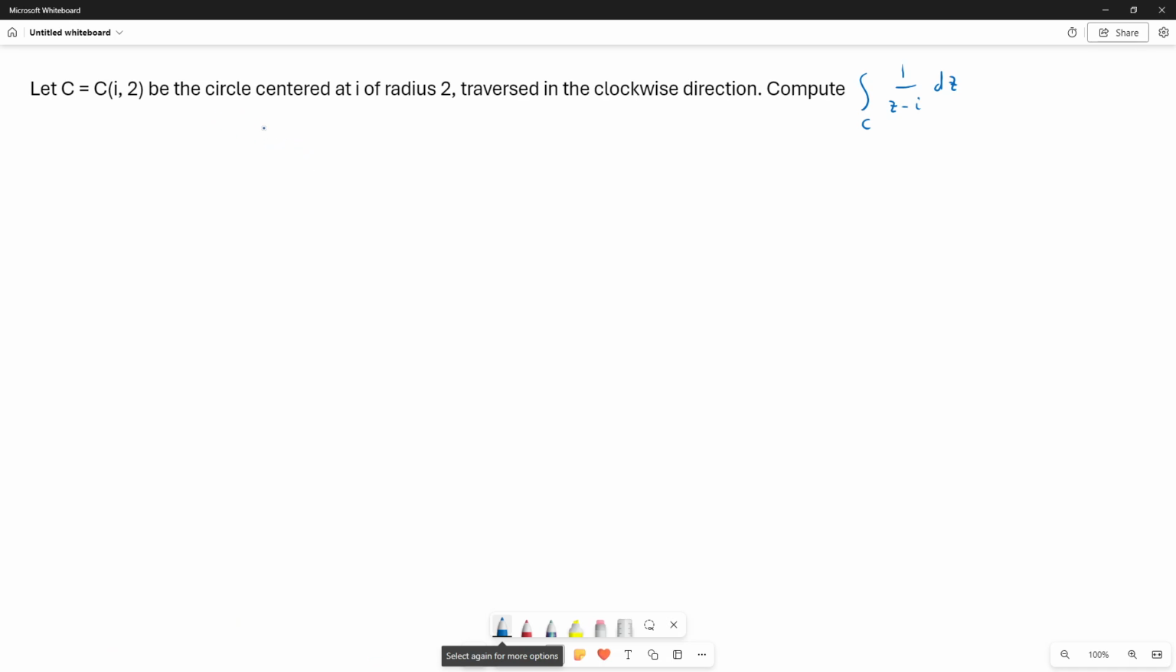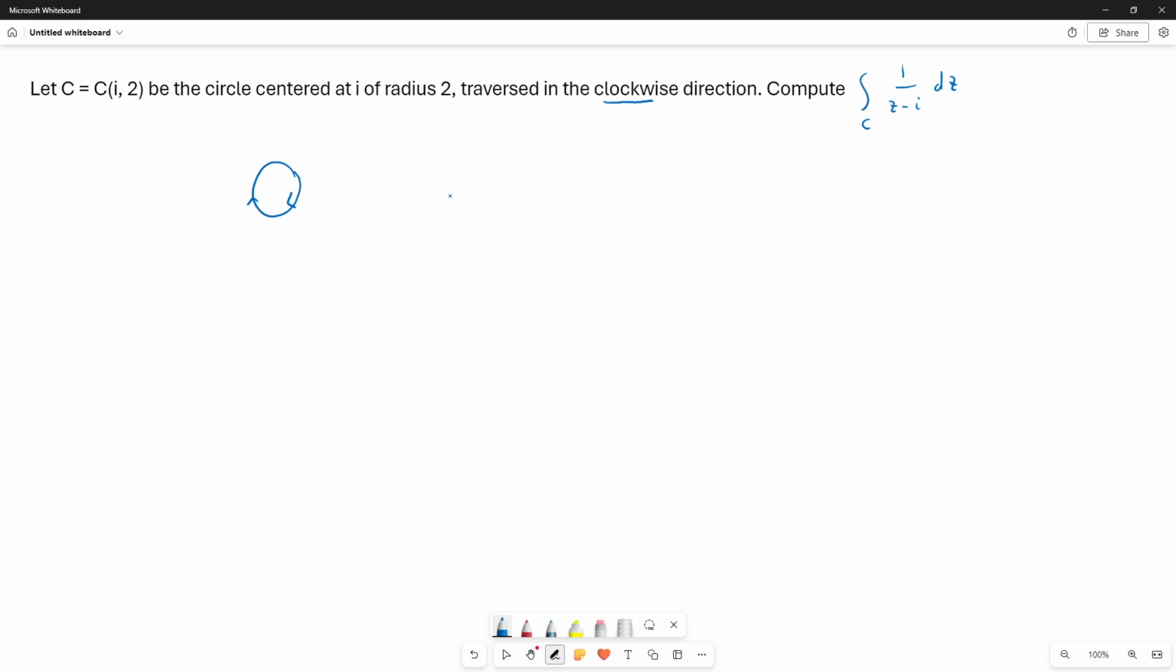Let C be the circle centered at i of radius 2, and we're going to traverse the circle in the clockwise direction. We want to compute the integral of 1 over z minus i dz along the circle. So we have a circle which we typically traverse counterclockwise. That would be considered the standard positive orientation. But this time we want to go clockwise.